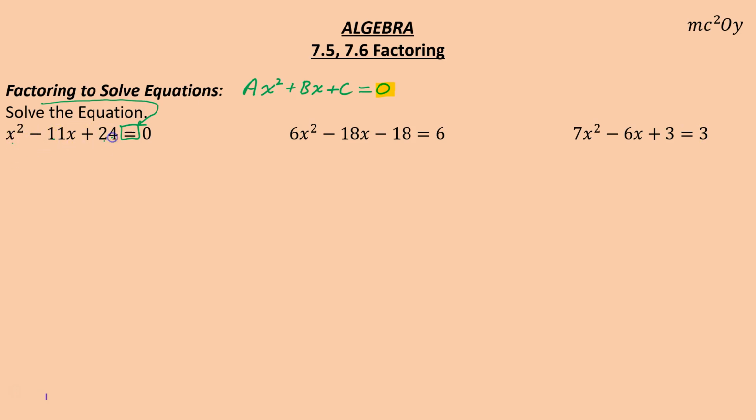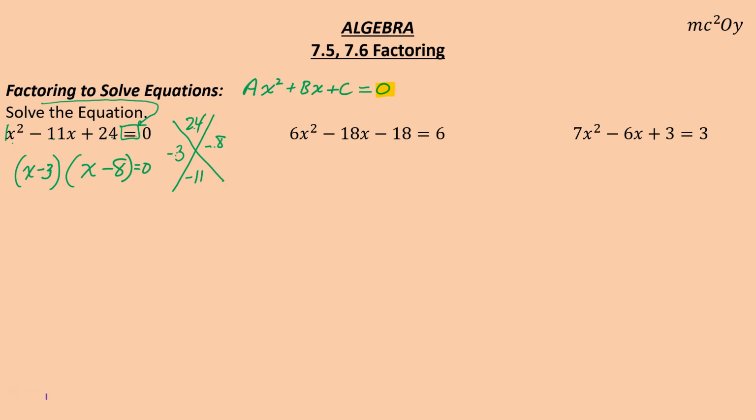Okay, can we take out a greatest common factor? Nope. Nothing goes into those. So 1 times 24 is 24. 2 things to multiply to make 24 add to negative 11. Well, if you know your factors, 1 and 24 don't work. 2 and 12 doesn't work. 3 and 8 does work. Okay, negative 3 times negative 8. Right? Negative times negative is positive. Negative plus negative is negative. So I get x minus 3 and x minus 8. And that equals 0.